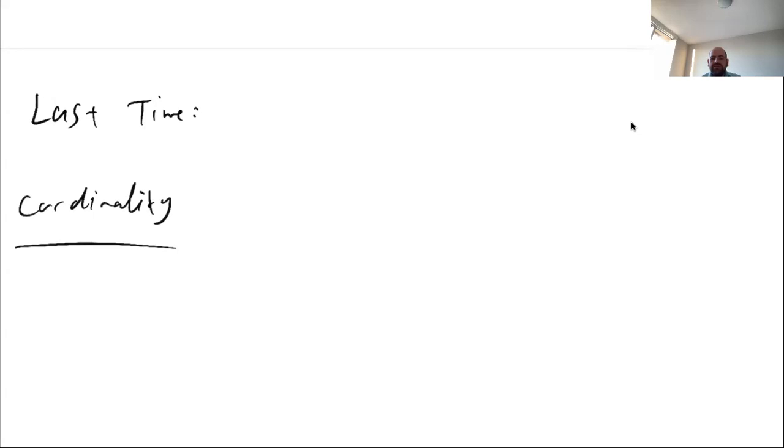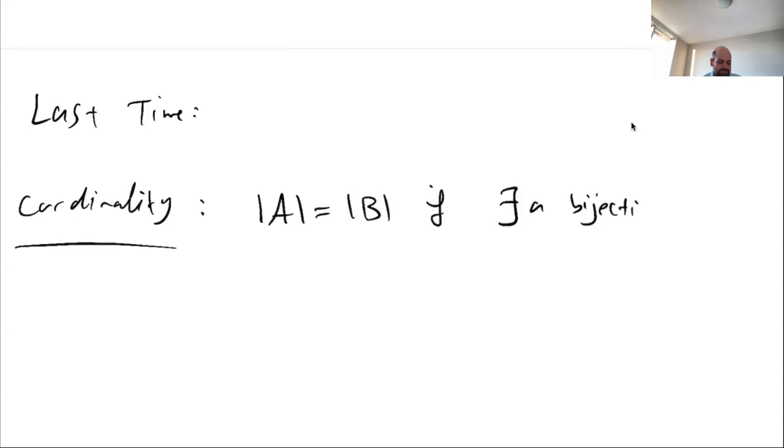But the main concern is when the set is infinite, then how can we compare the cardinality or the number of elements in two sets which are infinite? So we defined equality of cardinality of two sets. So we saw that cardinality A equals cardinality B if there exists a bijection f from A to B. And you know that bijection means a function which is one-to-one and onto.